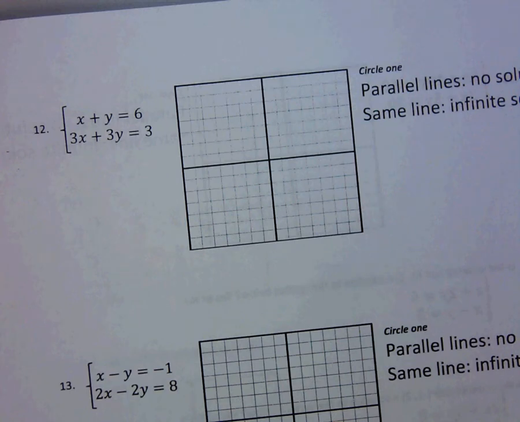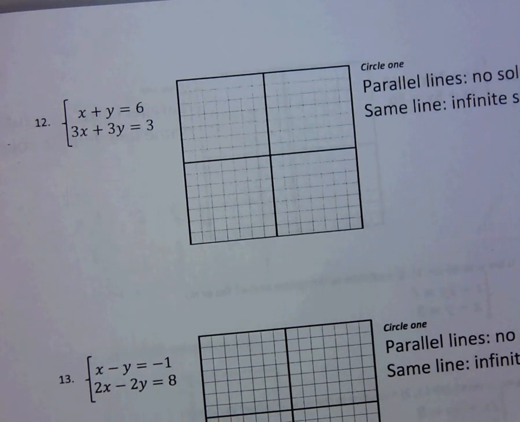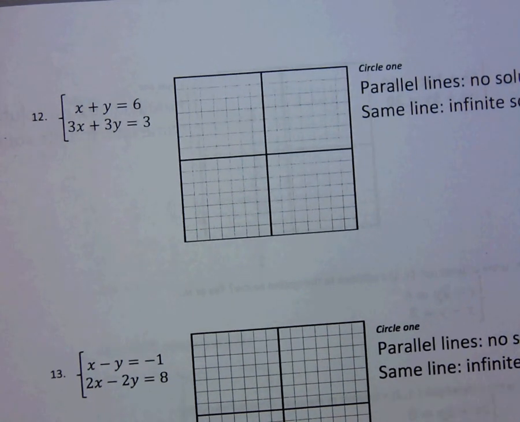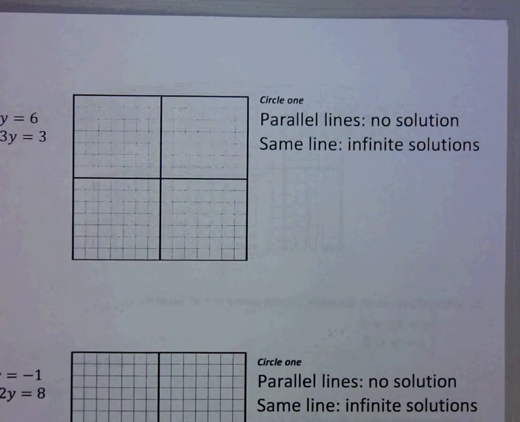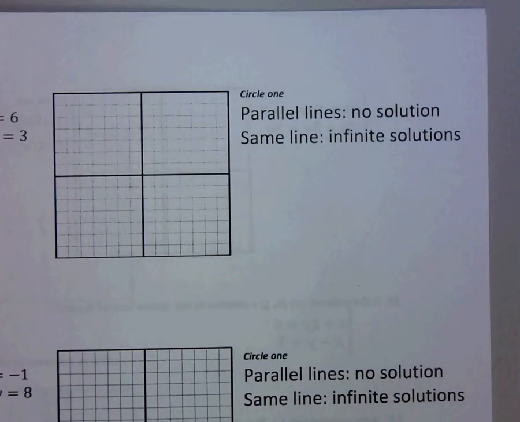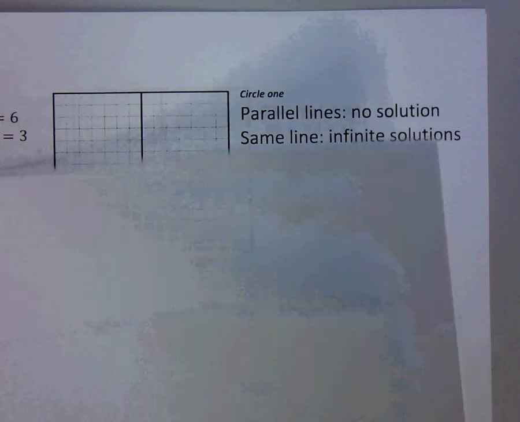Let's do number 12. It says x plus y equals 6, 3x plus 3y equals 3. And circle one of these answers: no solution or infinite solutions. So real quick, let me show you this because you may not know.